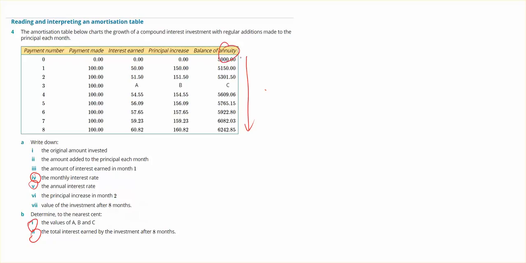So whenever the balance of the annuity increases, this means that this is an annuity investment, meaning that you're not taking money out of the account every month or every compound period. You're adding, which is why it says principal increase. Okay, so you treat it as like a normal amortization table.